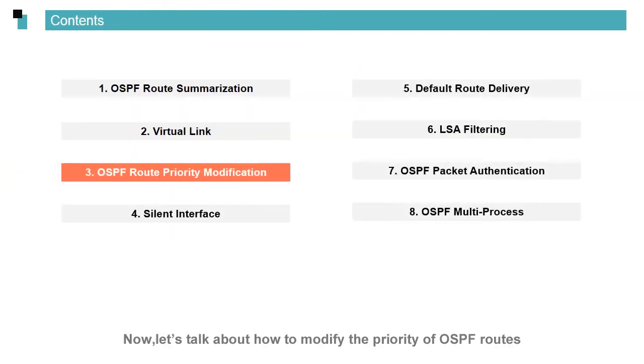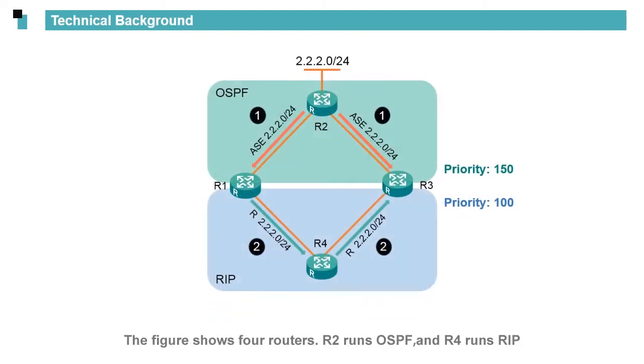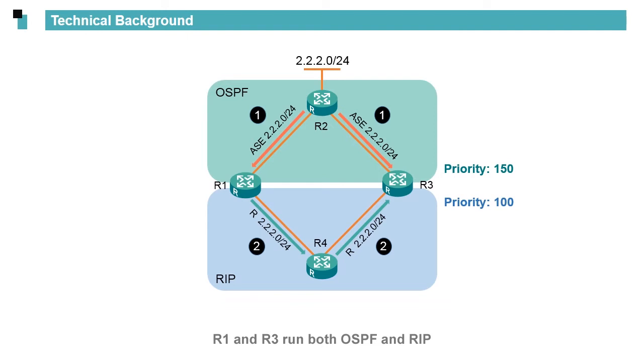As a result, a routing loop occurs. Now, let's talk about how to modify the priority of OSPF routes. The figure shows four routers. R2 runs OSPF, and R4 runs RIP. R1 and R3 run both OSPF and RIP.